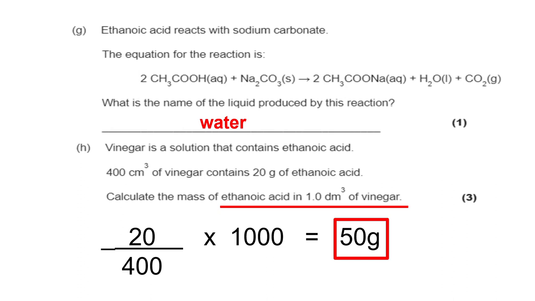What is the name of the liquid? Well, I can see L over there by the HCl. It's water, not that deep. Vinegar contains a solution of ethanoic acid. Now, there's plenty of ways to do this mathematically. For me, I divide 20 by 400 to find out what's in 1 cm³, and then multiply my answer by 1,000, because 1 dm³ is the same as 1,000 cm³. Whatever way you do it, your answer is 50 grams.